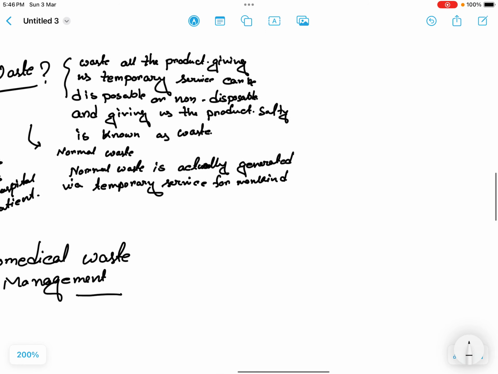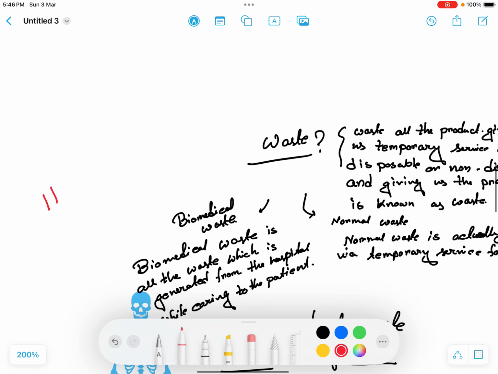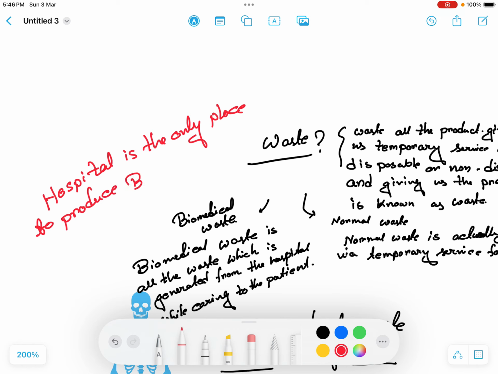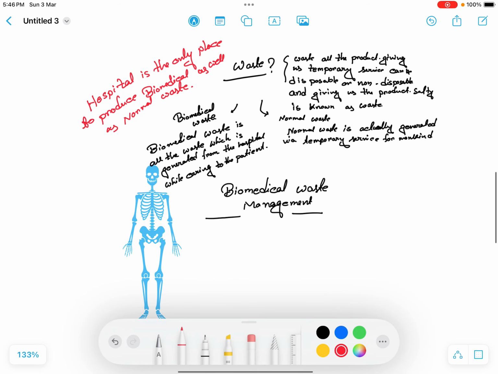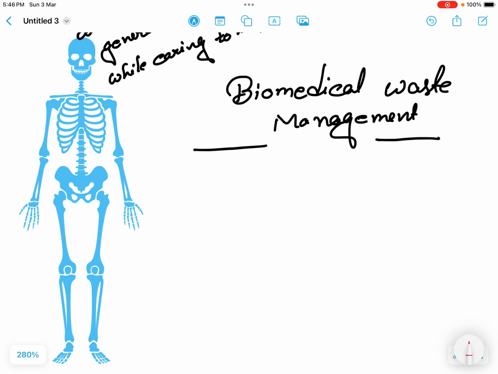Okay, so we have to remember one thing particularly, that the hospital is the only place to produce medical as well as normal waste. So what types of waste are in biomedical waste, and what is biomedical waste, right?